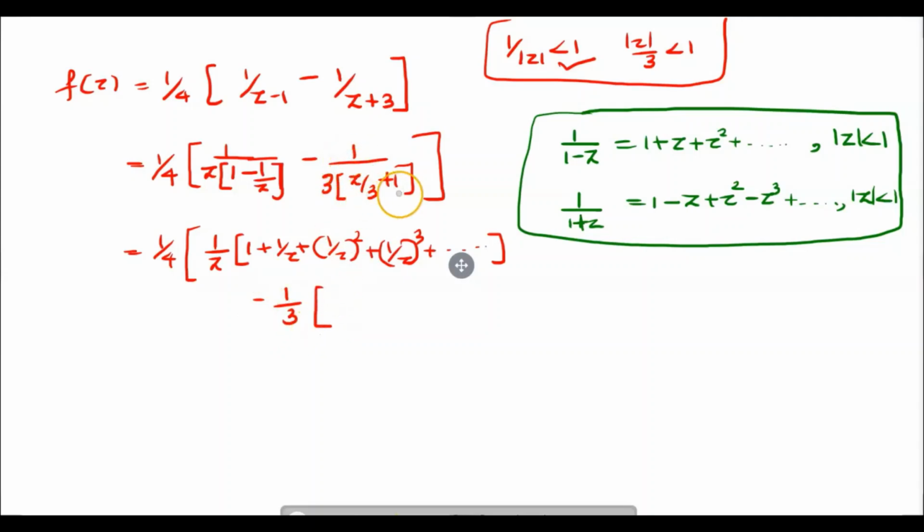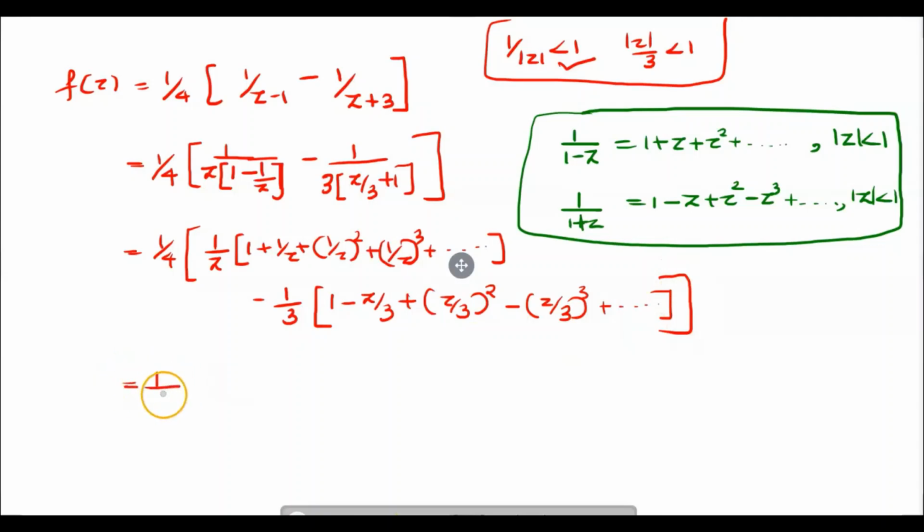Next term, minus 1 by 3. This is 1 by 1 plus z, and instead of z we have z by 3. This series is valid for mod z less than 1, and we have the modulus of z by 3 less than 1. So we can use this formula, that is 1 minus z by 3 plus z square, z by 3 square, minus z cube, z by 3 cube, plus etc.